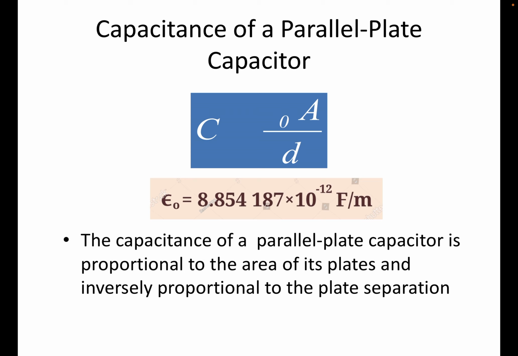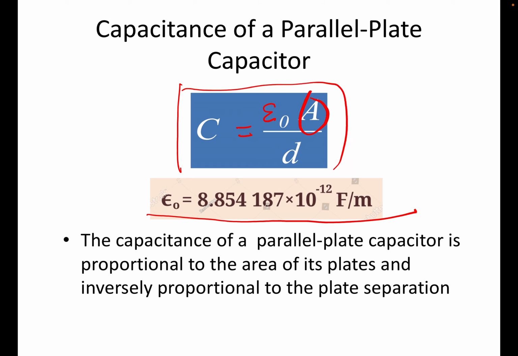For a parallel plate capacitor, the capacitance depends on its geometry. It's directly proportional to the area of the plates and inversely proportional to the distance d between the plates. The constant epsilon 0 is the permittivity of free space, which is given by this number. So this is the formula for the capacitance of a parallel plate capacitor.